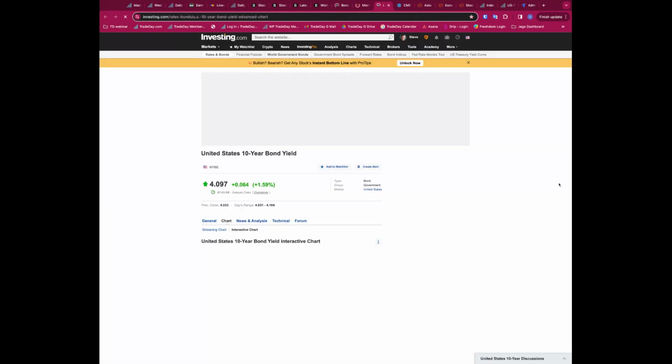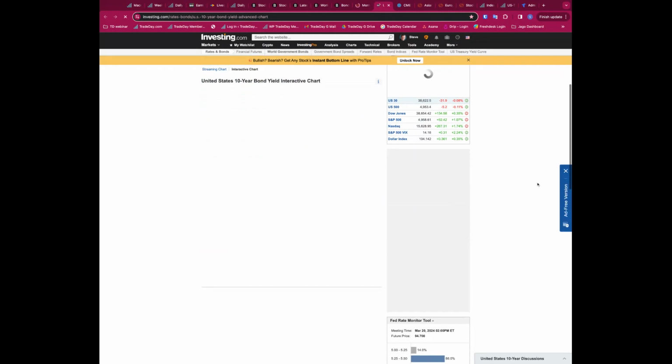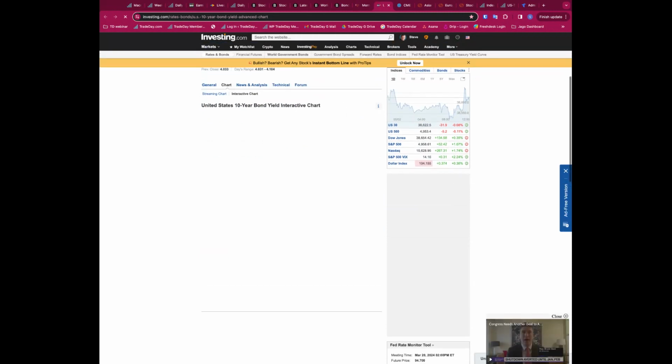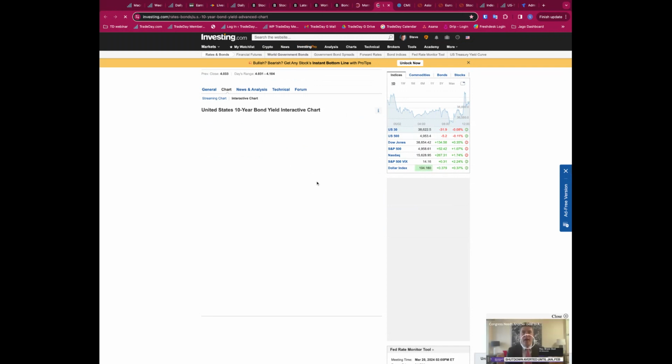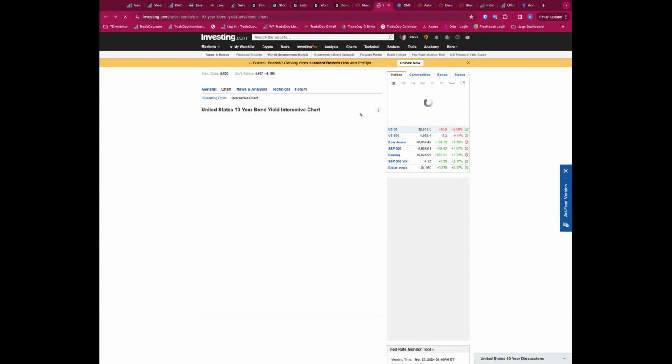But if we look at the bond market, you can see we shot higher. Here's the US 10-year yield when it loads. Why is it not loading? But when it does load, we can look at the prices. Let me jump to the CME tool while that continues to load.